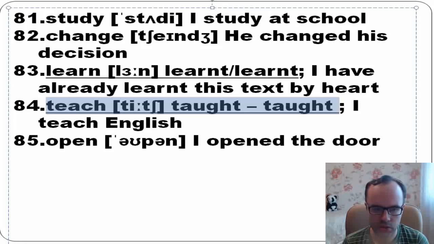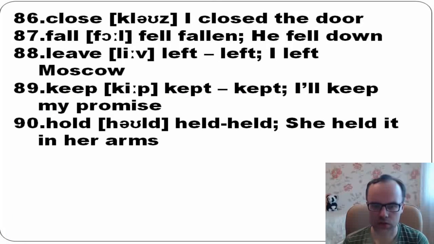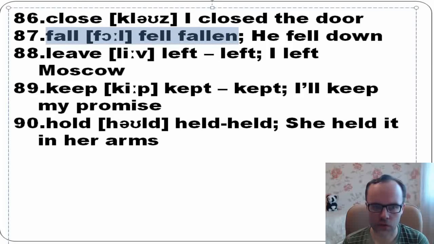Open. I opened the door. Close. I closed the door. Fall. Irregular. Fall, fell, fallen. He fell down. Leave, left, left. I left Moscow. Irregular verb, leave.